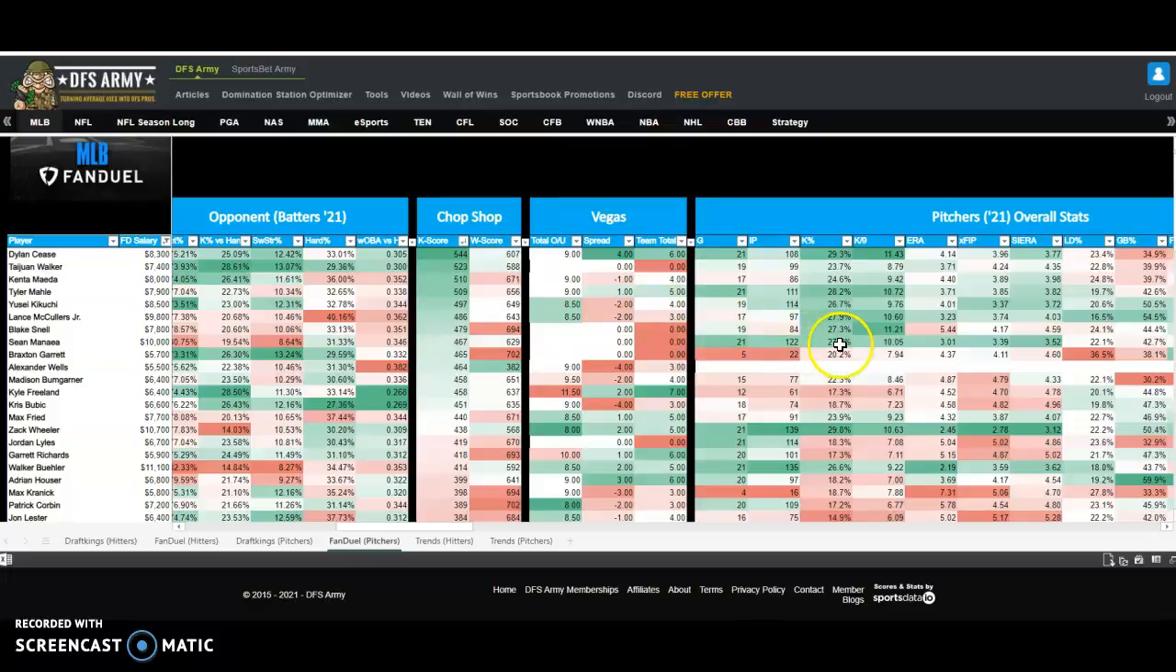Either Kenta Maeda is not a very high strikeout pitcher, which is not true. He's towards the top end of the slate. Or he's facing a team that doesn't strike out a lot.